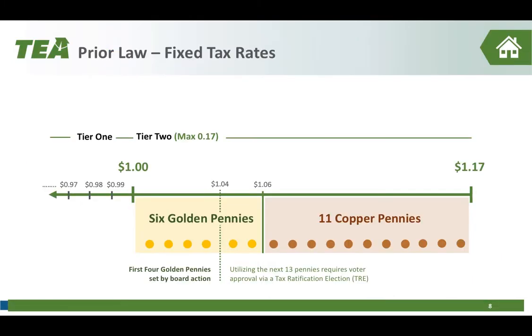So a brief review of how tax rates looked like under prior law. We had a Tier 1, which in most cases was up to $1, but it could vary. Districts may have been lower than that.